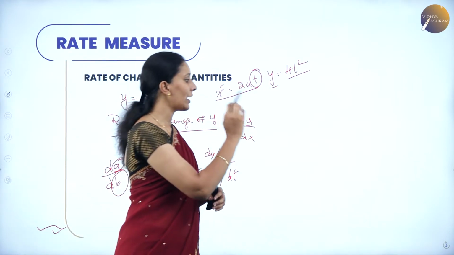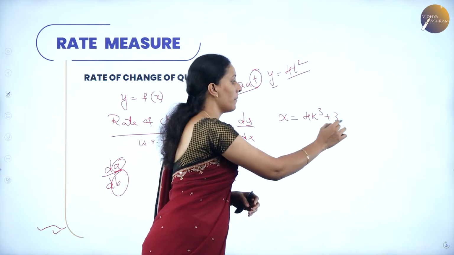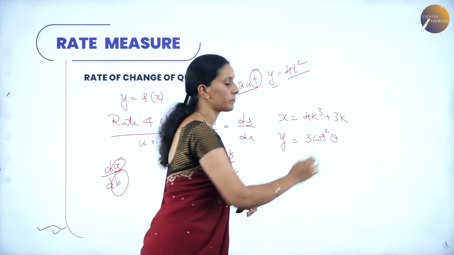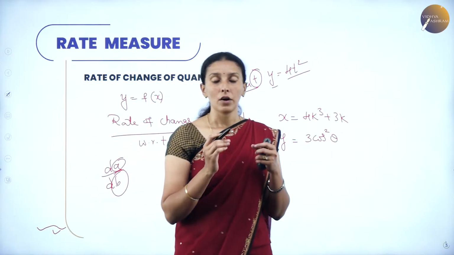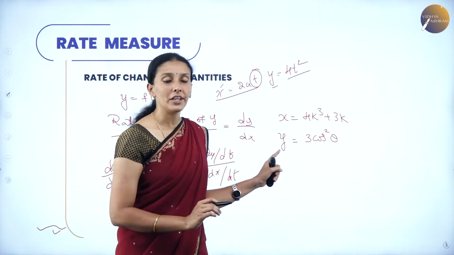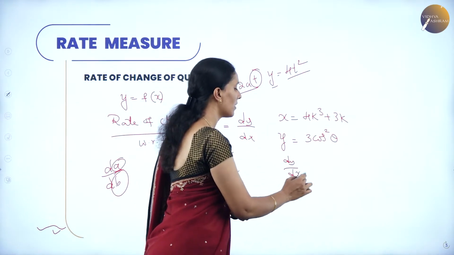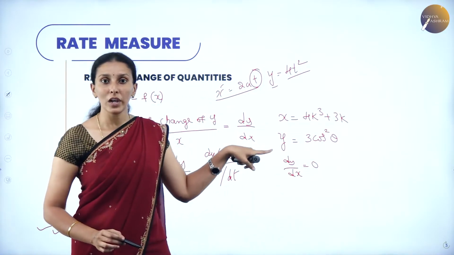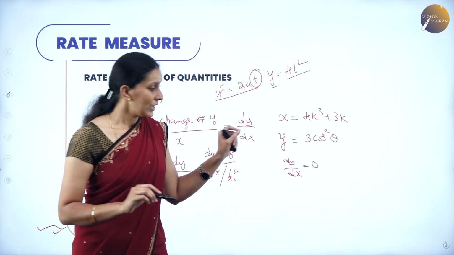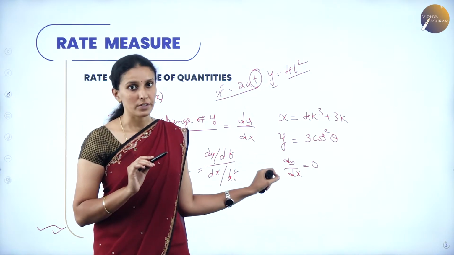Suppose I take an example of x is equal to some 4k cube plus 3k and y is equal to some 3 cos square theta. What is the derivative, that is dy by dx, or what is the change in y with respect to x? In this case, dy by dx is purely 0 because there is no link between y and x. They are completely expressed in different parameters. In this case, we can't find the rate of change of quantity y with respect to x.